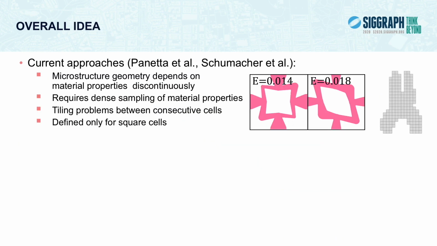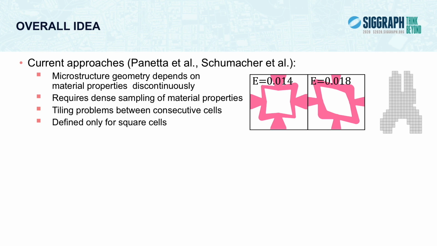Although interesting objects like the one just seen before can be built, the current approaches like Panetta et al. and Schumacher et al. have some drawbacks. There is no guarantee of smoothness in the geometry dictionary between different material properties, as shown on the right. Because of that, we need a very large dictionary of cells for a dense sampling of the material space. It also leads to problems when tiling cells because of sharp changes in geometry. Finally, the input shapes need to be approximated by a subset of a regular grid, as also shown on the right.